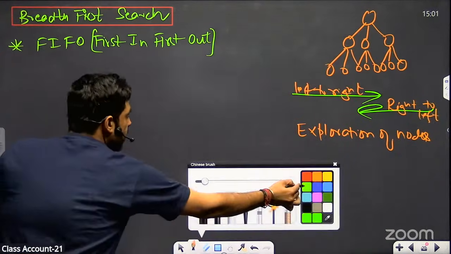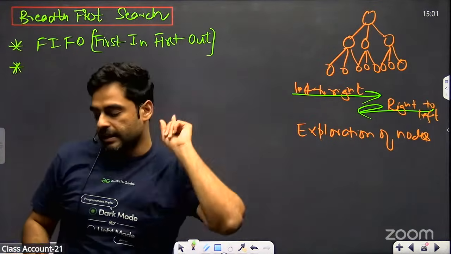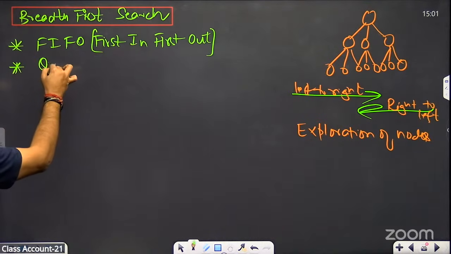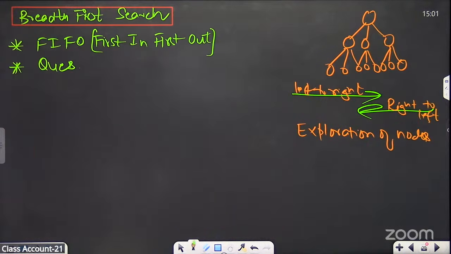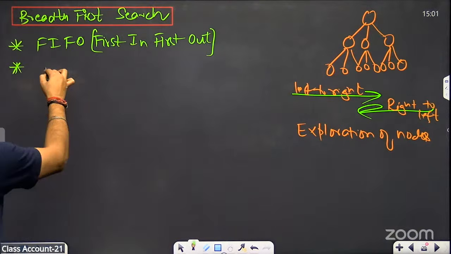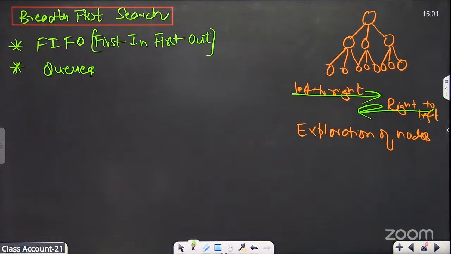ठीक है, तो FIFO, that is first in first out, जो पहले आएगा वो पहले जाएगा. तो this is the technique that BFS follows. Okay, अच्छा, it uses queues. Okay, ये क्या करता है? It uses queues to store the unvisited nodes. ठीक है, तो सेकंड पॉइंट क्या हो गया? It uses queues to store the unvisited node.